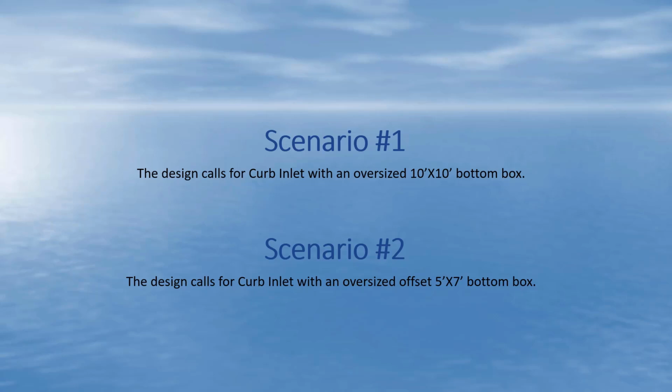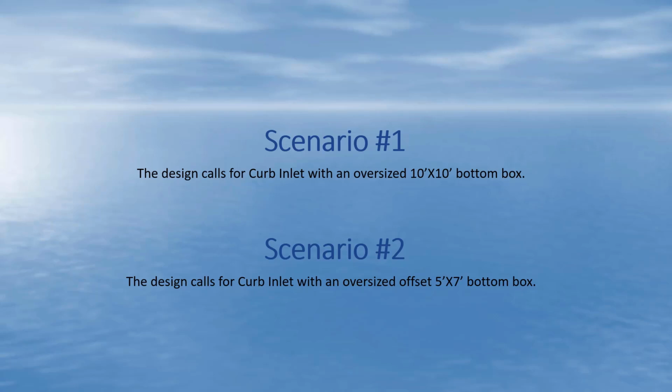So scenario one, the design calls for a curb inlet with an oversized 10 by 10 bottom box. That's a fairly simple deal because the 10 by 10 bottom box is a cell that we deliver, and it has an element template that we deliver as well. So basically it's just copy the inlet that you're going to be modifying and put a larger bottom on it.